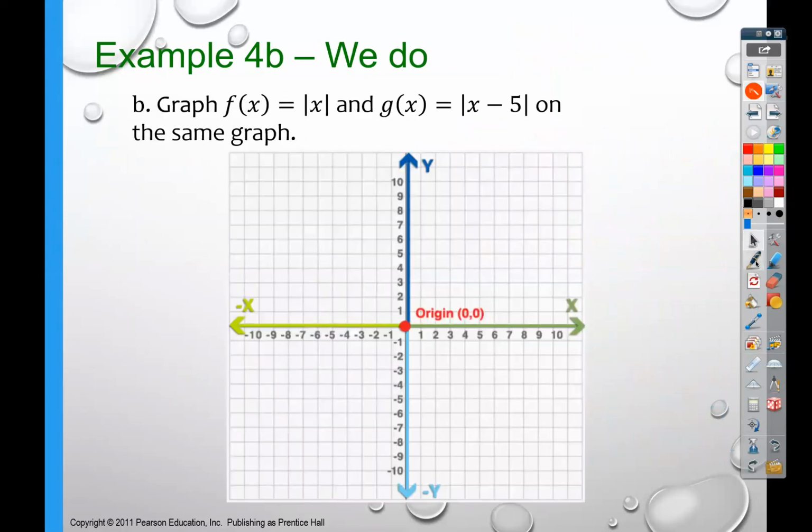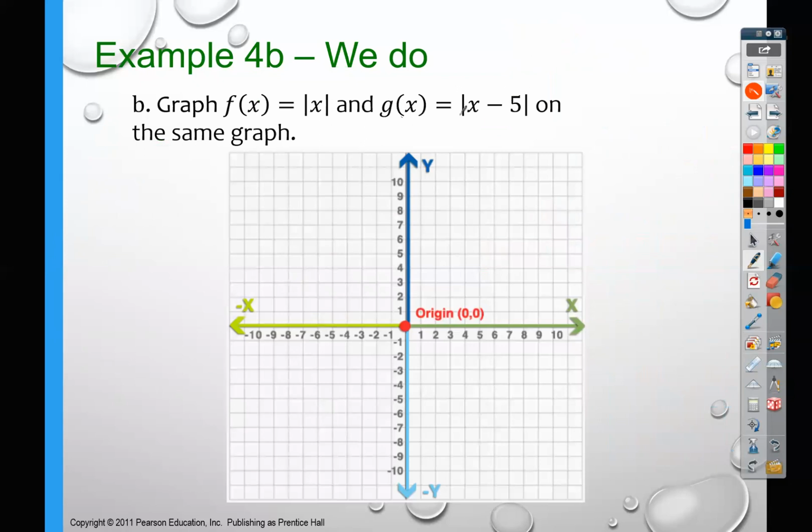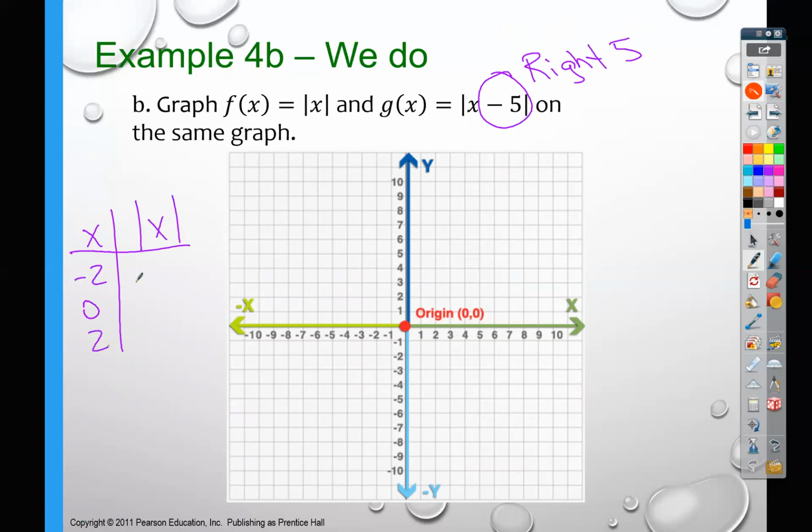All right, so we're going to graph this one. How is g of x different from f of x? You have -5, so you're going to go to the right 5. Okay, so let's actually plug in some numbers this time. For f of x, we've got it equals absolute value of x. So if we did -2, 0, and 2, it would look like that. So we would have a point here, here, and here. And I would graph it like that.